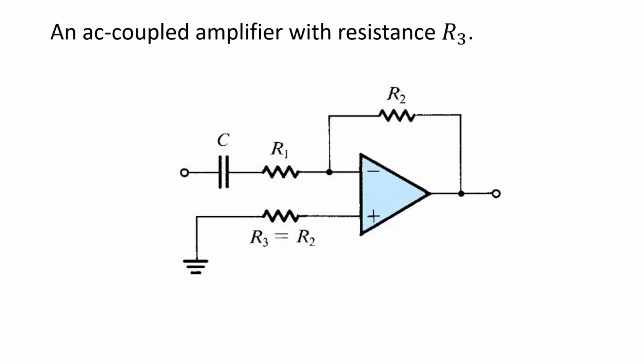In the preceding, we considered the impact of input bias current on a DC coupled op-amp configuration. But what if the op-amp configuration is AC coupled, as shown here?